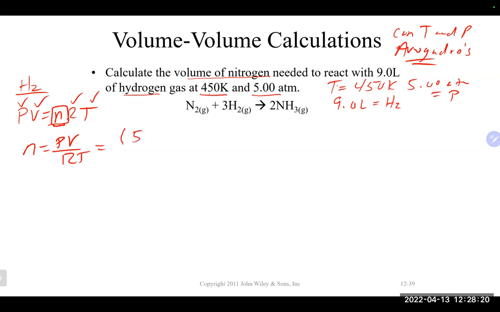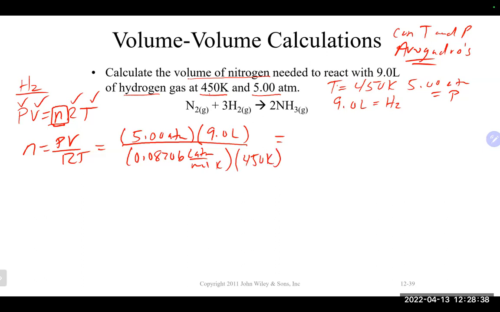The pressure is 5 atmospheres. The volume is 9 liters for the hydrogen. Our R is 0.08206. And our temperature is 450. If we do all that, this will give us how many moles of hydrogen we have, which would be 5 times 9 divided by 0.08206 divided by 450, giving us about 1.219 moles of hydrogen. Remember, though, that we're not interested in hydrogen, but in nitrogen gas.